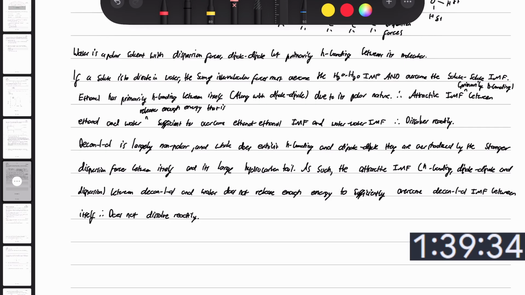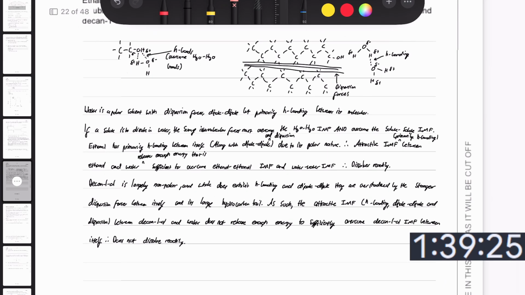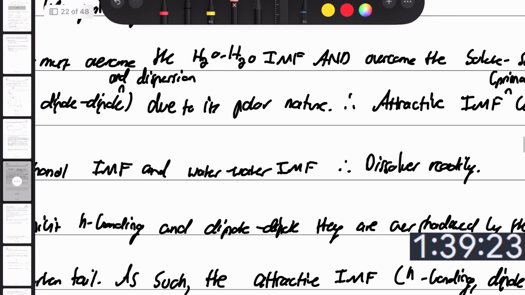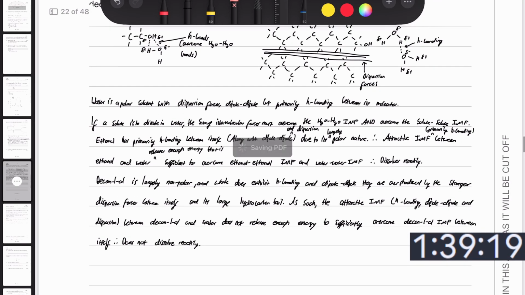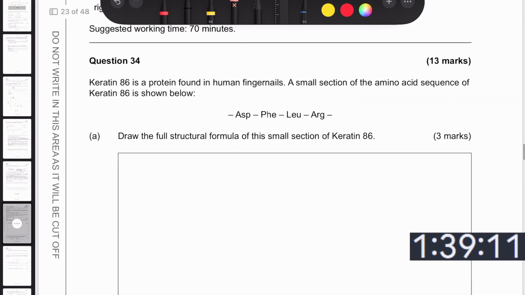Primarily H bonding, dipole, and dispersion. Largely polar nature. It's largely non-polar. Stronger. Okay, I think that's pretty good.